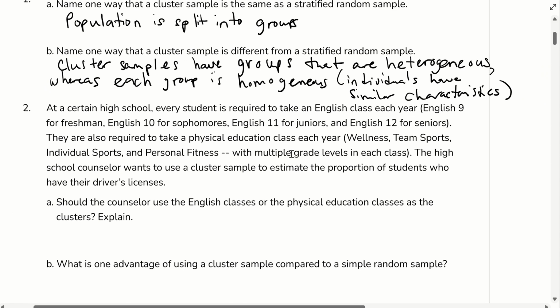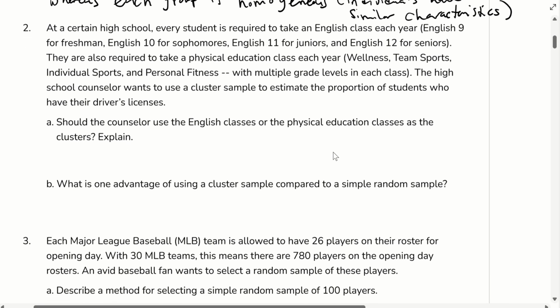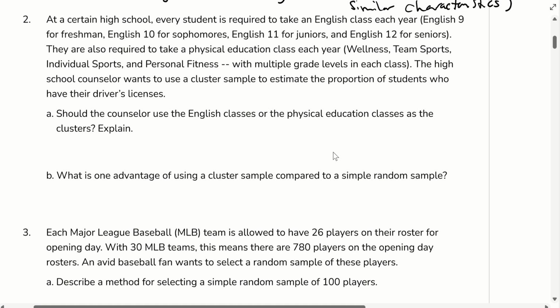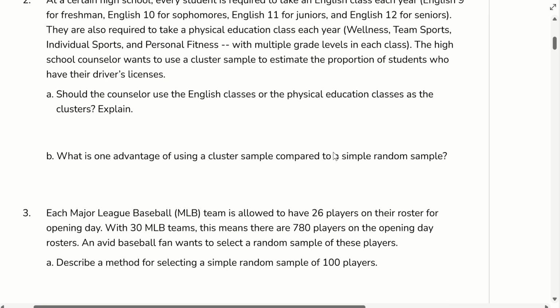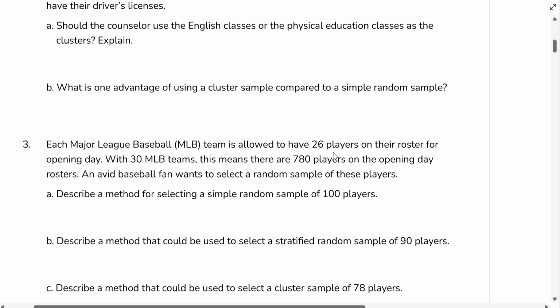All right, so number 2. At a certain high school, every student is required to take an English class each year: English 9 for freshmen, 10 for sophomores, 11 for juniors, 12 for seniors. They're also required to take a physical education class each year. The high school counselor wants to use a cluster sample to estimate the proportion of students who have their driver's licenses. Should the counselor use the English class or the physical education class as the clusters, and then explain.